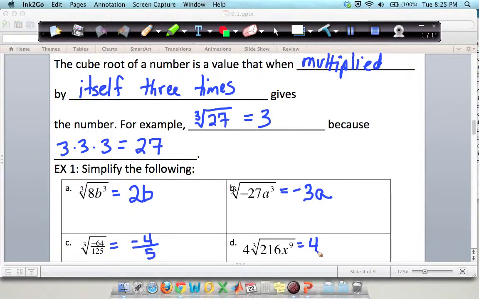For this last example, I have a 4 outside, cubed root of 216. I want to know what number multiplied by itself 3 times gives you 216. You can do this on your calculator. Cubed root is under math, and you would just type in the cubed root of 216. But you can also have that chart that shows you the perfect cubes, and the cubed root of 216 is 6, because 6 multiplied 3 times is 216. And then 3 goes into 9 3 times. And then just simplify. 4 times 6 is 24.